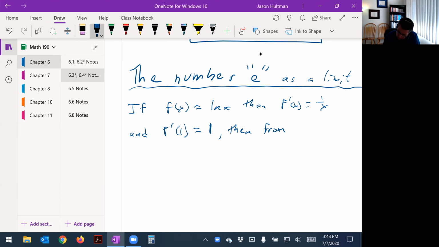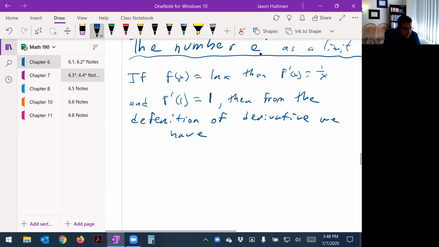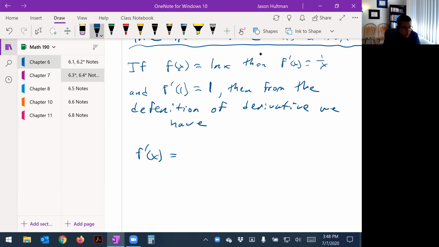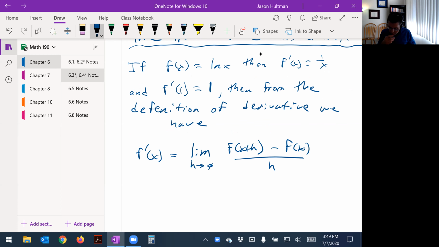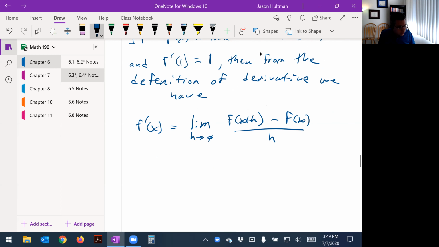Then, from the definition of derivative, we have what? What's the definition of derivative? It depends on which definition you're talking about. f prime of x is the limit as h goes to 0 of f of x plus h minus f of x all over h. So it's the slope formula; as the points get closer and closer together, we're looking for the slope of the tangent line. That's Calc 1 stuff, so hopefully you didn't forget that.